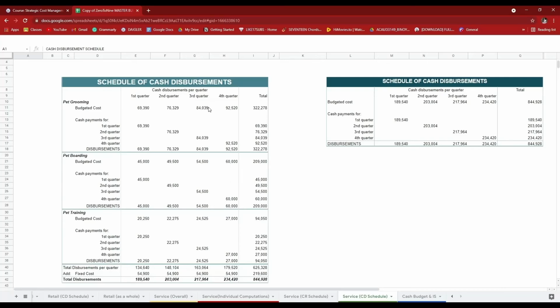For the third quarter, the budgeted cost is 84,039. Therefore, the total cash disbursement and payment for the third quarter in pet grooming is 84,039. For the fourth quarter, 95,520. The total cash disbursement will also be 95,520. So the total cash disbursement for the year is 322,278. The computations are the same for pet boarding and pet training.